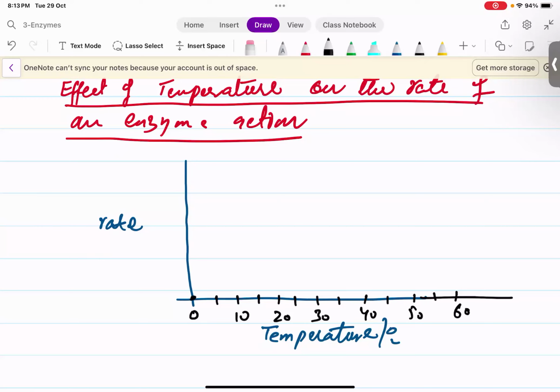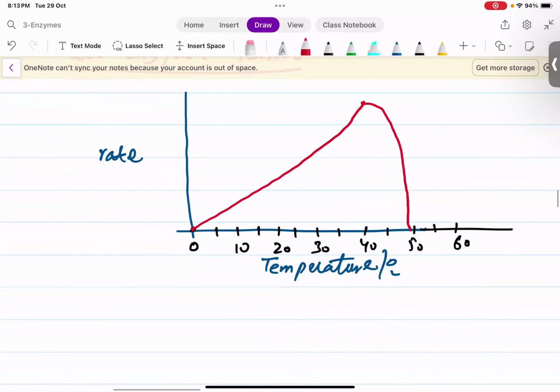At 0, the rate of enzyme action is 0. And as we keep on increasing the temperature, the rate of enzyme activity increases up to 40 degrees Celsius. Okay. But after 40 degrees Celsius, the rate decreases, and then it ceases at around maybe 50 degrees Celsius. So you may have two questions on this graph.